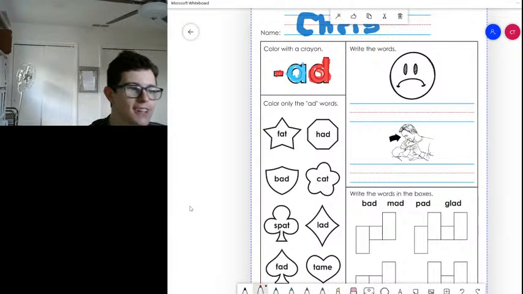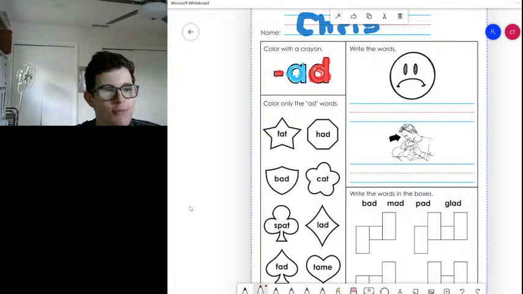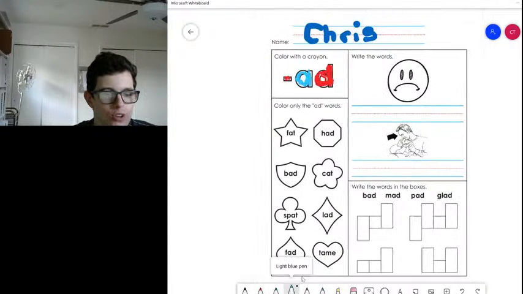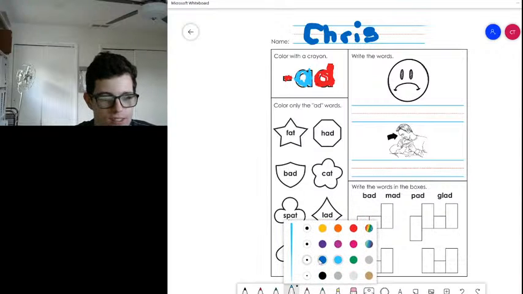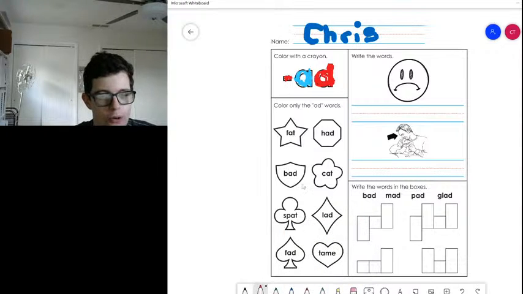Alrighty. Now that I've given everyone enough time to color only the AD words, it's time to check which ones are the AD words and which ones are not the AD words. Let's change that one to a regular blue. We'll go to this. So for our first word, fat. Fat. It doesn't have the AD ending, nor does it have the AD sound, so it is not an AD word.